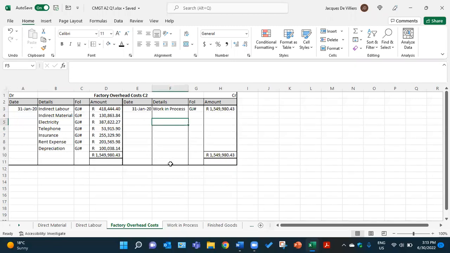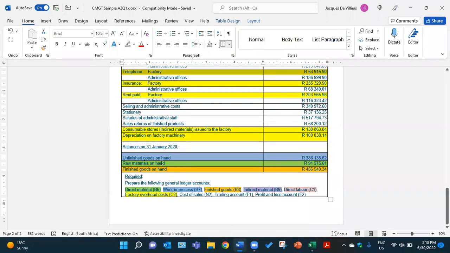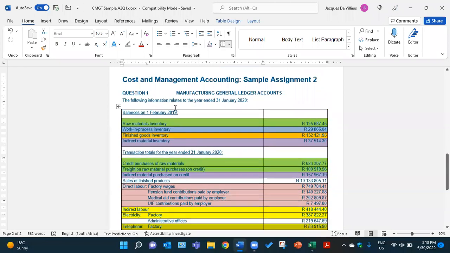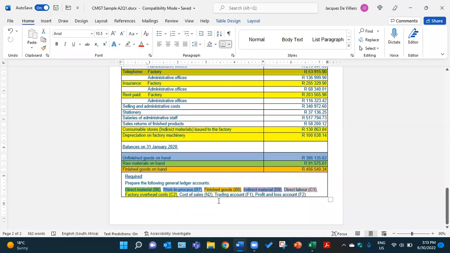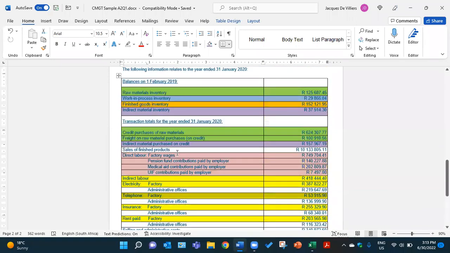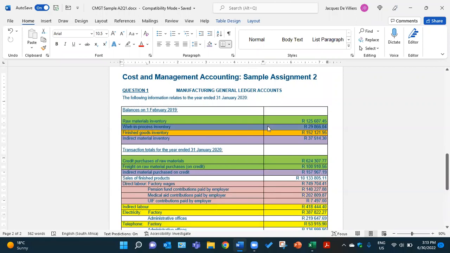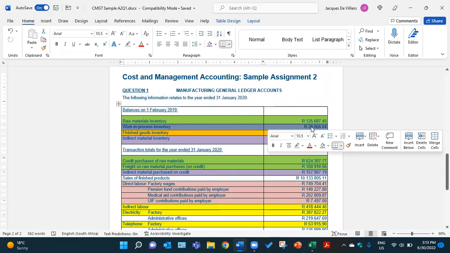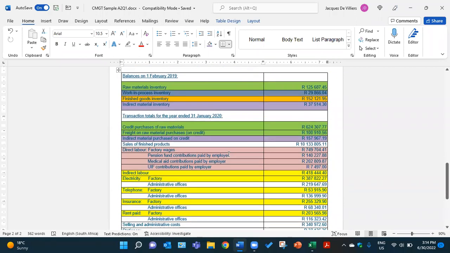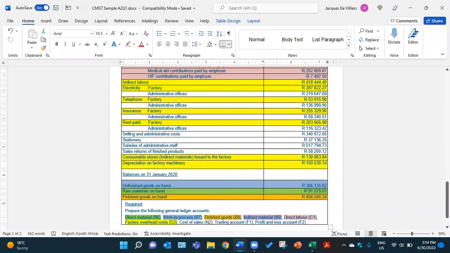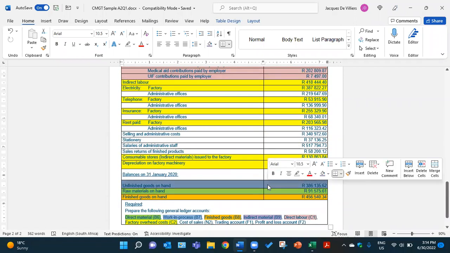Now let's have a look at our Word document once again. And it says the following. Okay, when I work with work in process, I'm going to use my blue. Okay, I'll have a balance for the beginning of the year. My work in process inventory was 29,866. And at the end of the year, I've got the unfinished goods on hand.